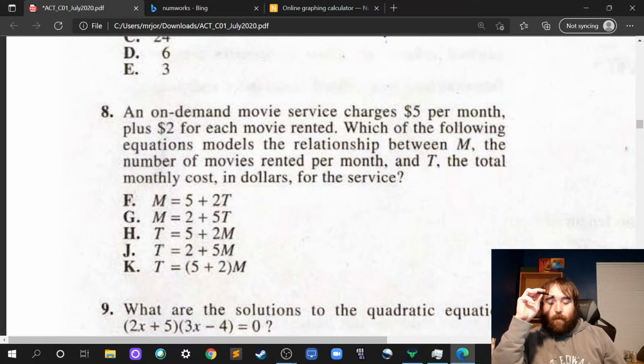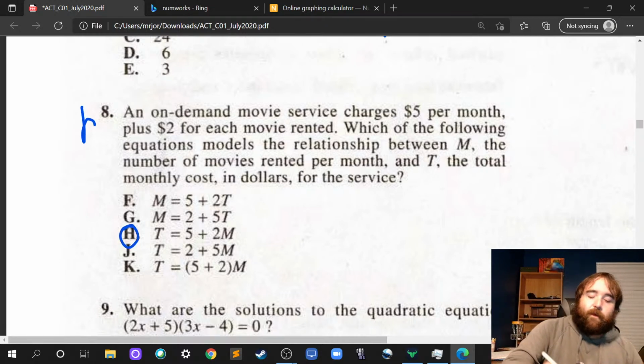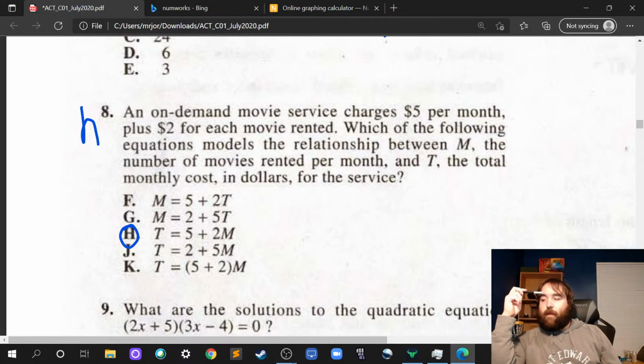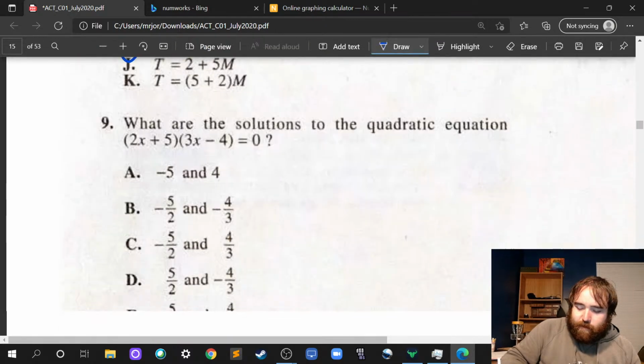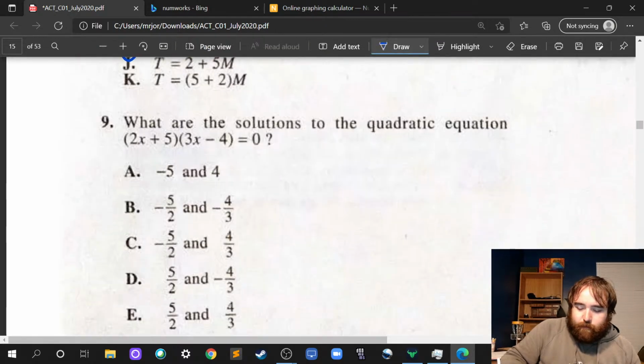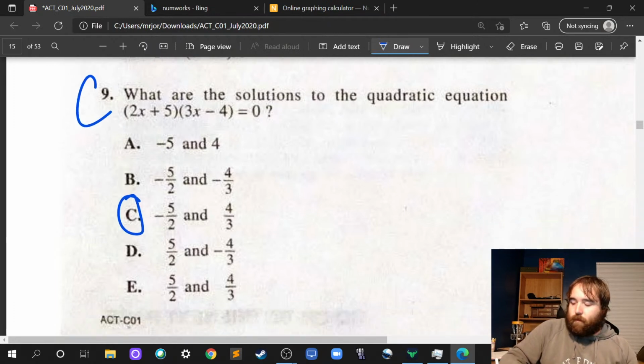No, 2M. 5 plus 2M. M is how many movies you got, and T is the total cost. Yeah, that makes sense. Alright, solutions to the quadratic. Easy, easy. 4/3, negative 5/2. Cool.